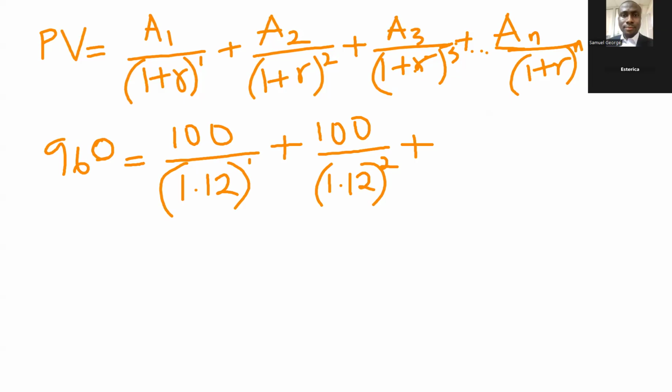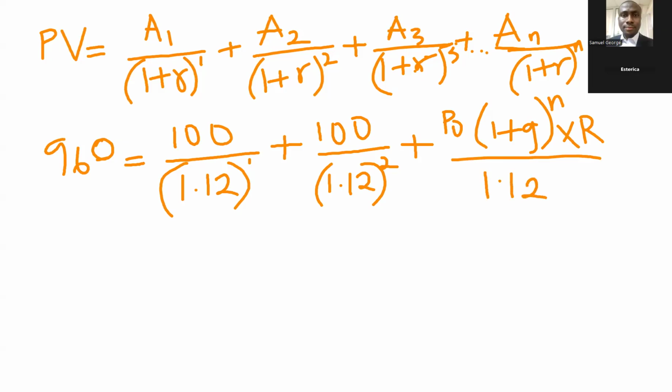We are calculating the present value, and we want to calculate this 960, which is the present value of the convertible, or the market value of the convertible security. So conversion value is what we are going to use. We don't have the conversion value, but we have the formula. The conversion value is what? P0 times 1 plus G raised to power n times R, divided by 1.12 raised to power 2. We are going to discount that conversion value as well. That's why I said divided by 1 plus R raised to power 2.